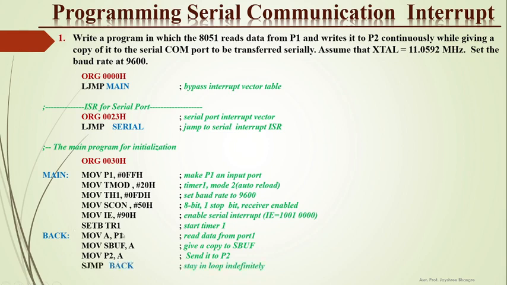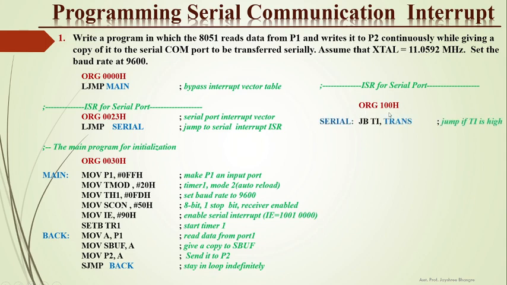When the last character of the data is transferred, the interrupt is generated, and after generating that serial interrupt, it jumps to the vector address of the serial port, that is 0023H, where the instruction LJMP serial is given. So it jumps to that location. That subroutine is stored at the location ORG 100H.